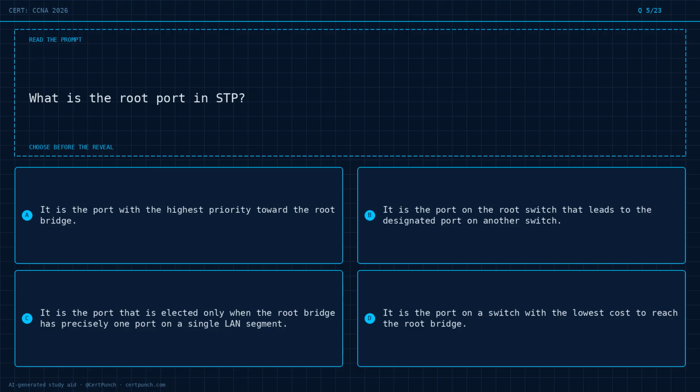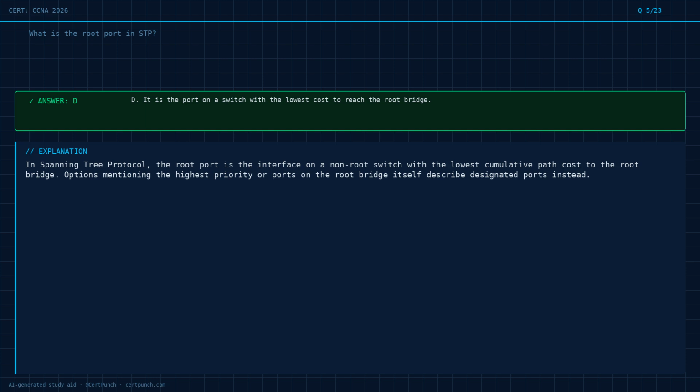Commit to it now. The answer is option D. Reasoning. In Spanning Tree Protocol, the root port is the interface on a non-root switch with the lowest cumulative path cost to the root bridge. Options mentioning the highest priority or ports on the root bridge itself describe designated ports instead.